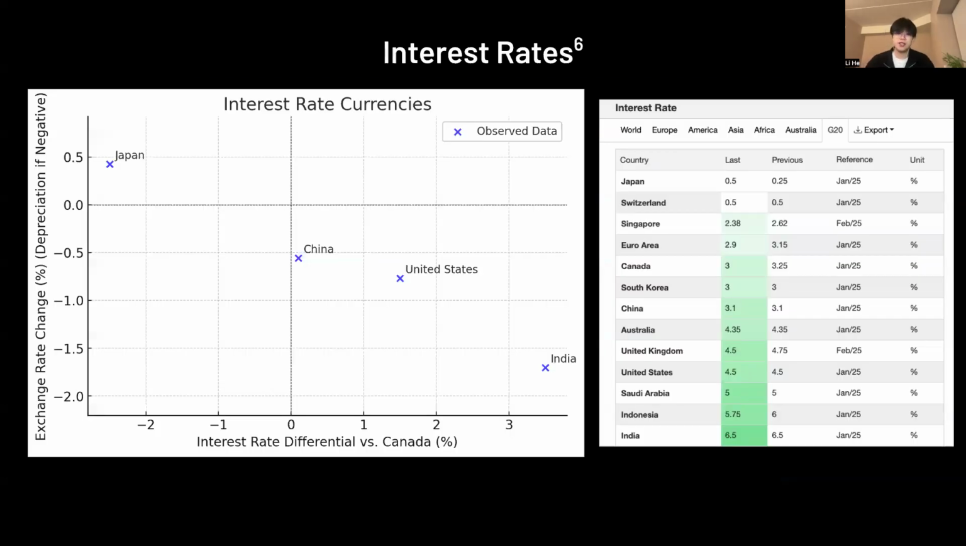It should also be stated that this parity suggests that higher interest rate currencies tend to depreciate against lower interest rate currencies and vice versa, shown by the scatter plot I made using data on the interest rate of countries from Trading Economics. The graph basically shows whether a country depreciates or appreciates when going against the Canadian dollar.